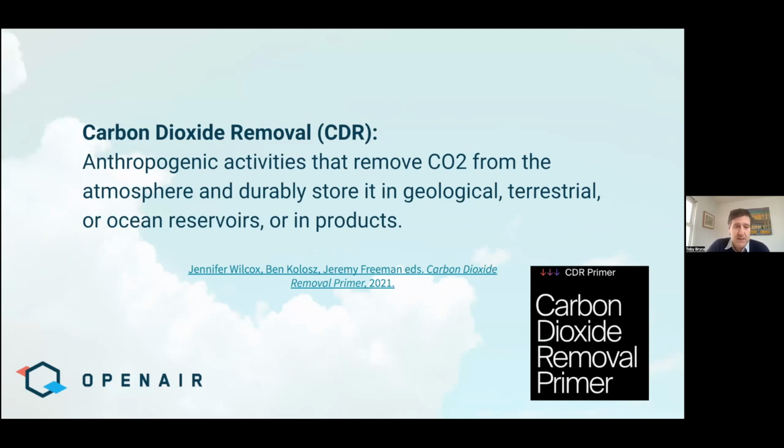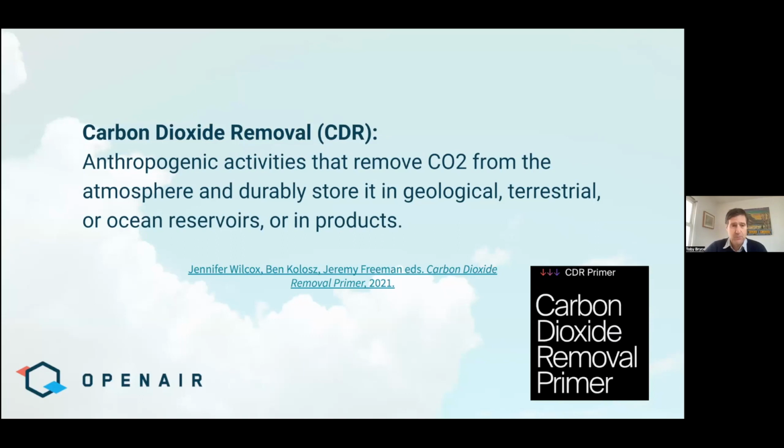Carbon removal is a purposeful human activity to remove CO2 from the atmosphere and to durably store it in geological, terrestrial, or ocean reservoirs or in long-lived products. This is also essentially the same definition used by the IPCC in the last AR6 Working Group 3 report, so we think it's a good one to work with.